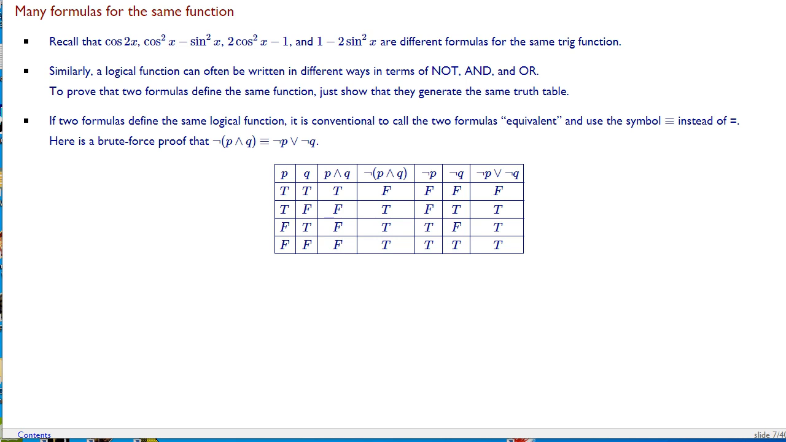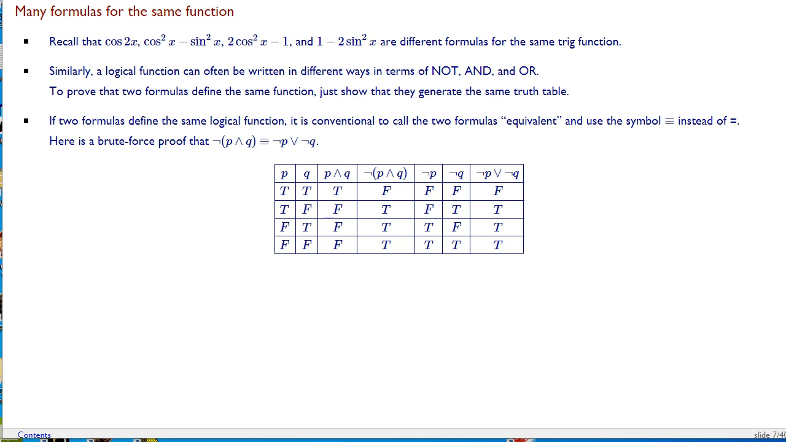How do you prove that two formulas generate the same function? You show that they generate the same truth table. This is the same idea as showing that two formulas generate the same trigonometric function by graphing them both and showing that they generate exactly the same graph. When two formulas define the same function, we can call them equivalent, and it's conventional to use a triple horizontal bar instead of an equal sign for this.